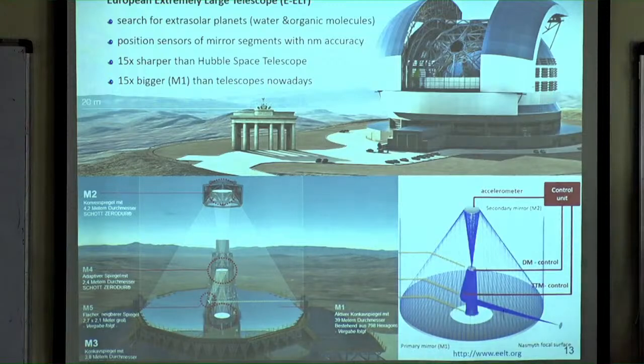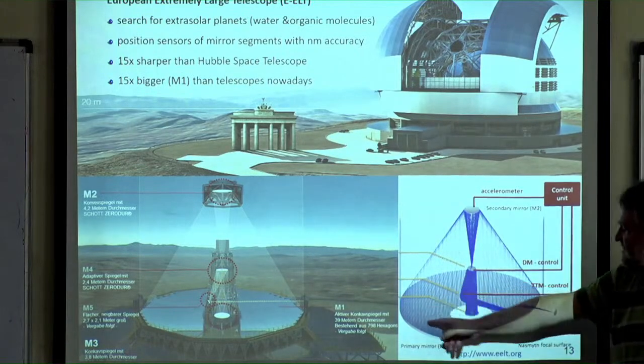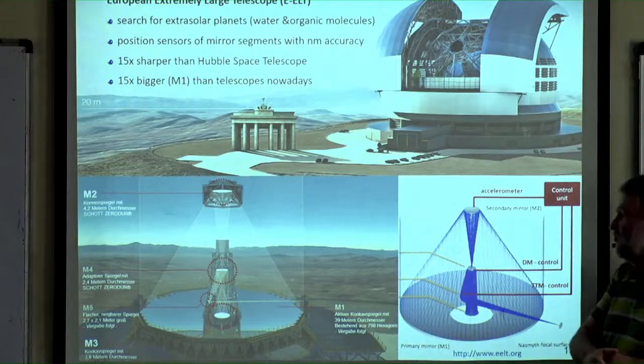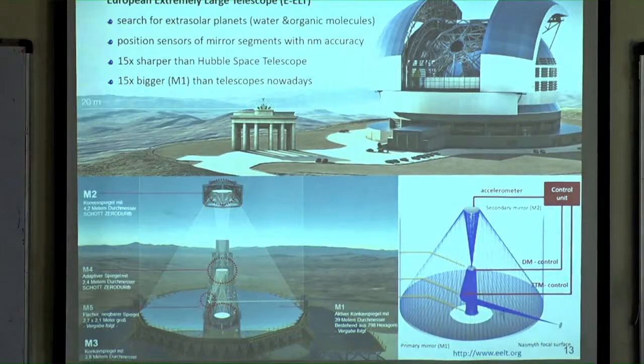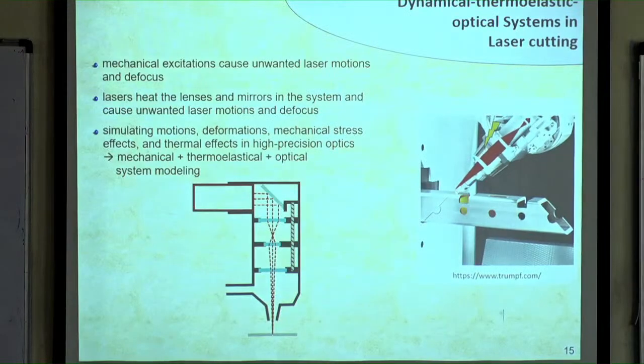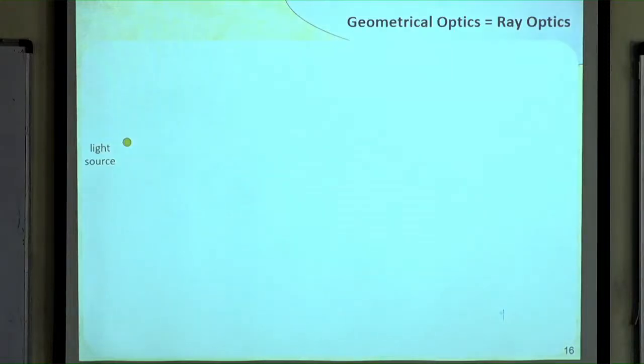So really complicated things. And of course, one cannot build such a big mirror with sufficient accuracy. Therefore, it's a network of smaller mirrors, and the mirrors are produced one by one and controlled one by one. Or the laser cutting I mentioned with these nice Trumpf machines, very interesting problems they have. Okay, but let us not start with the extremely complicated things, but with the simple things.